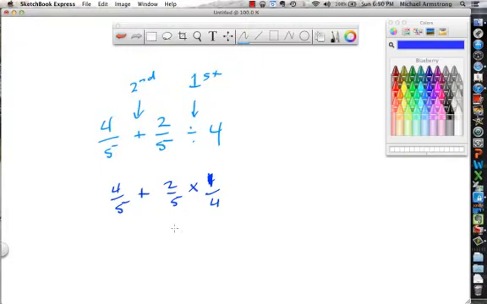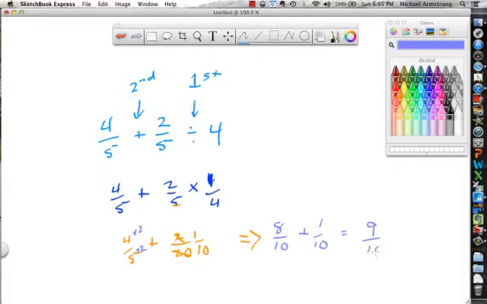Alright, and that gives us 4/5 plus 2/20. 2 times 1, 5 times 4. 2/20 is the same as 1/10. Alright, so 4/5 plus 1/10. I have to change my 4/5 into tenths. So I'm going to do that. 4/5 times 2 over 2 becomes 8/10 plus 1/10. Right here is the 1/10. 8/10 plus 1/10 equals 9/10.